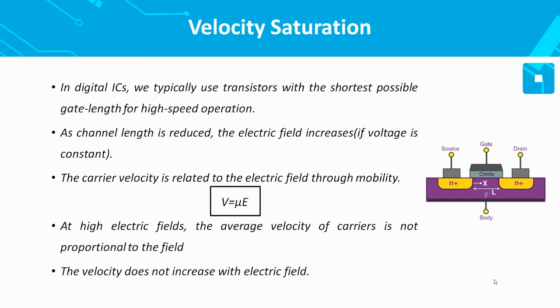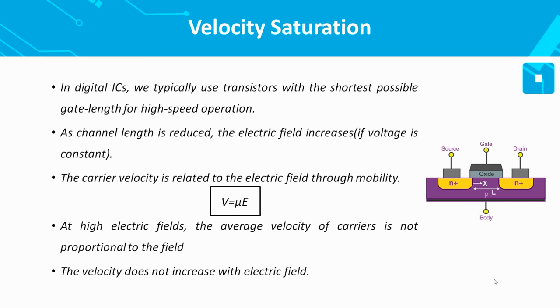So we all know about digital ICs, where we typically use transistors with the shortest possible gate length for high speed operations. As the channel length is reduced, the electric field increases if the voltage is constant. And the carrier velocity is also related to the electric field through mobility, and that is given by this equation: V is equal to mu E. Mu is nothing but mobility and E is the electric field.